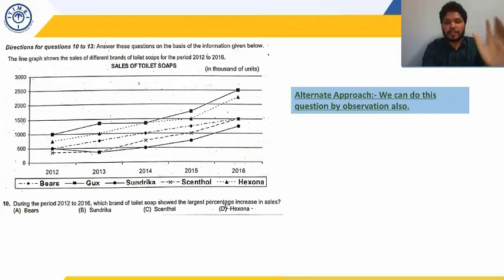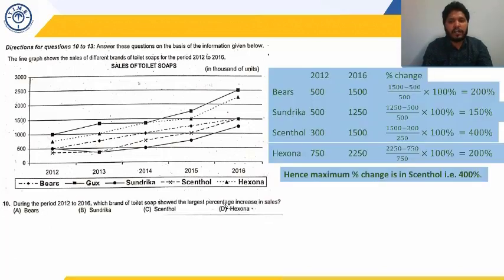So let's start from Beers. The sale of Beers in 2012 is 500 units. And from 2012 to 2016 it increased from 500 to 1500. So 500 to 1500, let's keep it here, no need to calculate. Now let's check it for Sundrika, option B. The sale of Sundrika in 2012 was 500 again, and in 2016 it becomes 1250. So you need not calculate what is happening here.